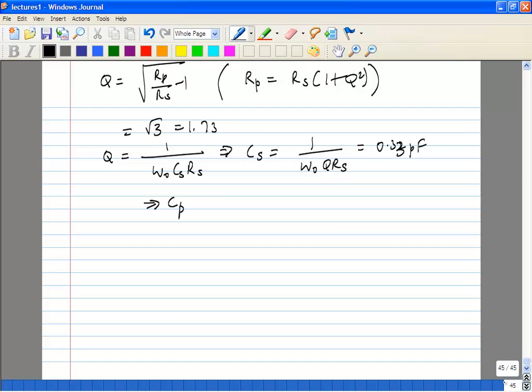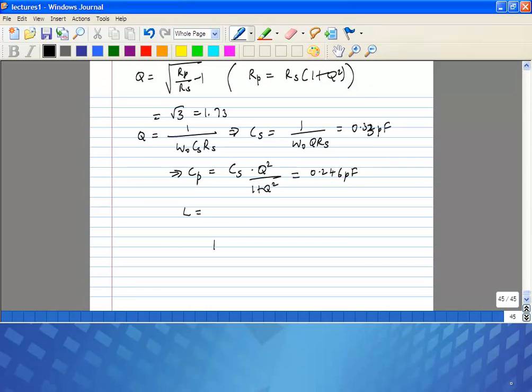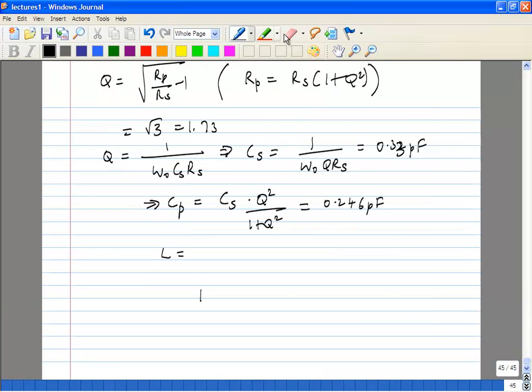Okay, so what is the next step? Now you want to find CP. The expression for CP is CS into Q squared over 1 plus Q squared. So you know Q, you know CS, so you can find CP, approximately 0.25 picofarads. And then the next step is L. Would you use CP or CS for L? CS, right? In this case that happens to be approximately 2.46 nanohenries, about 2.5 nanohenries.